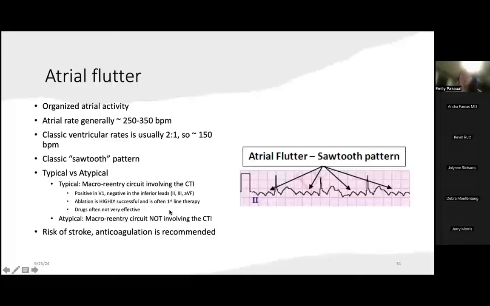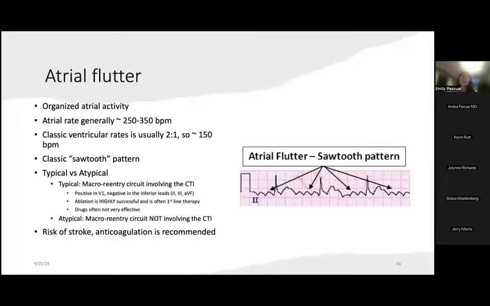This is also oftentimes not very responsive to drugs. You can give medication to try to slow it down. You can do cardioversion. The only thing I caution talking about atrial flutter and AFib in general is unless your patient's unstable, it may not be ideal to just do a cardioversion without knowing how long they've been in the arrhythmia or if they're anticoagulated. There is a risk of atrial thrombus forming in AFib and flutter.